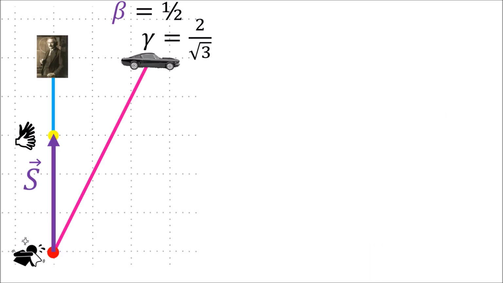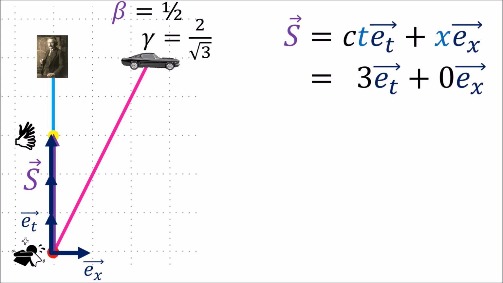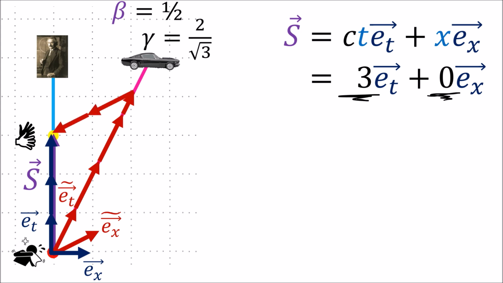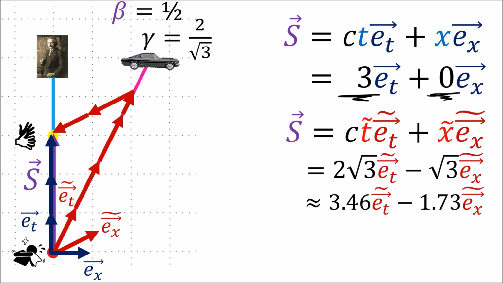And we can see that this all matches up with our spacetime diagram. Einstein requires exactly 3 time vectors and 0 position vectors to get the spacetime separation vector S, which matches the components 3, 0. Meanwhile, the car needs about 3.5 time vectors and slightly less than 2 reversed position vectors to get S. This matches up with the components 3.46 and negative 1.73. So even though the man and the car are measuring the same vector S, they are clearly measuring different times between the sneeze and the clap.